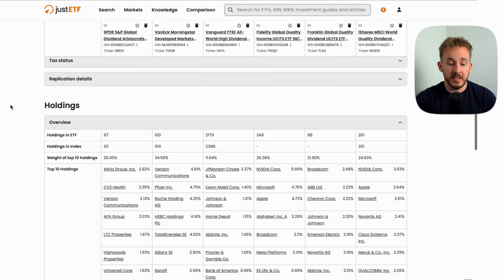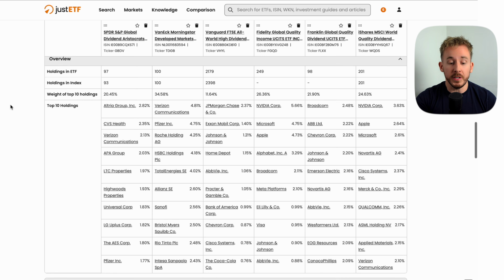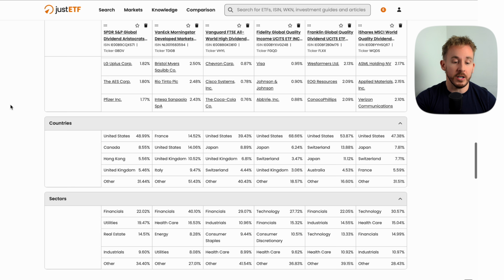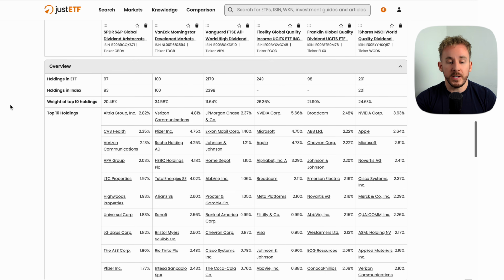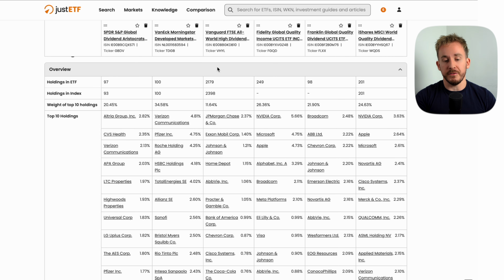One of the more important things to consider with these ETFs are its holdings in combination with its weighting by country and sector. Starting with the number of holdings, and here we can see a massive difference. If we look at the Vanguard ETF, this is what I'd call your vanilla fund. It's the most diversified because it's the biggest in terms of number of holdings. You can see it holds over 2,000 companies in the ETF, and you can see that in the weighting by top 10 holdings is only 11.64%.